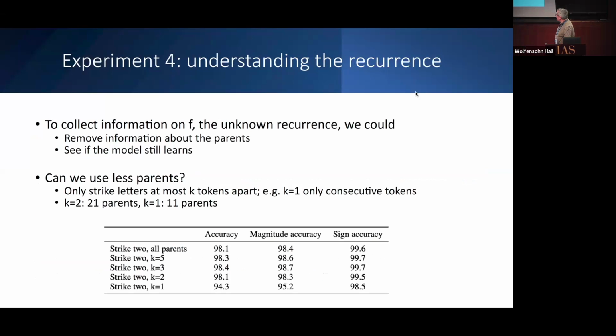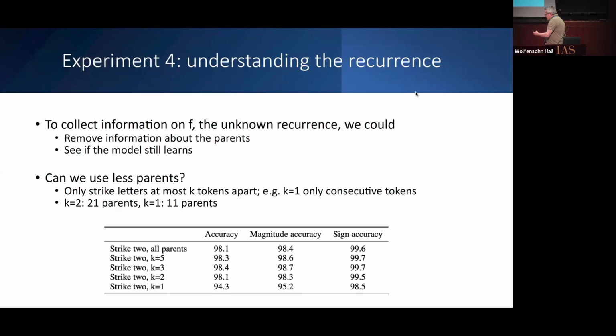We can modify the data available to the model. We give it 66 parents. What if we give way fewer parents? Would it still be good? So we see if the model still learns if you give it less input. In this case, instead of striking all pairs of 2 letters, we strike only letters that are close to each other. So we strike out 2 letters that are no more than, say, 2 letters of distance, etc. So there are fewer parents.